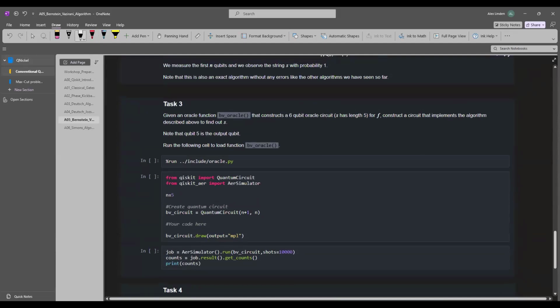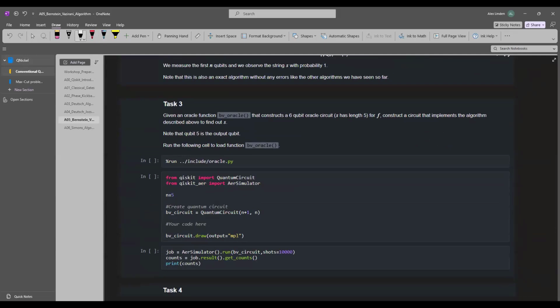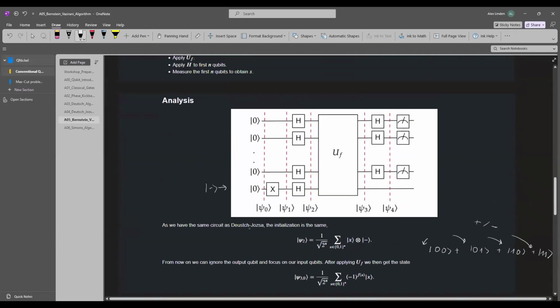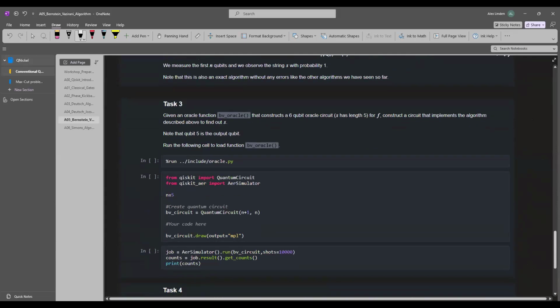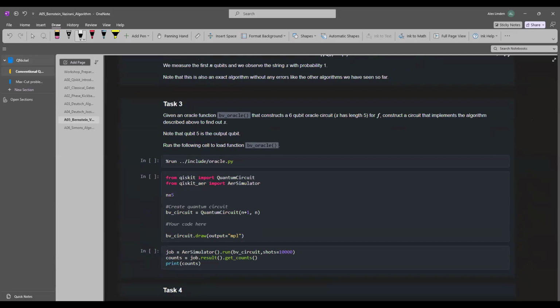Next, the penultimate task is, having been given an oracle, which is designed specifically for the Bernstein-Vazirani algorithm, it will construct a 6-qubit oracle, meaning S will have length 5 because the last one is the output qubit. We want to construct the circuit essentially implementing the algorithm. But we know what happens and how that happens, and also we have the algorithm here. And we can write it again in a very similar way. So for that, 5 minutes.